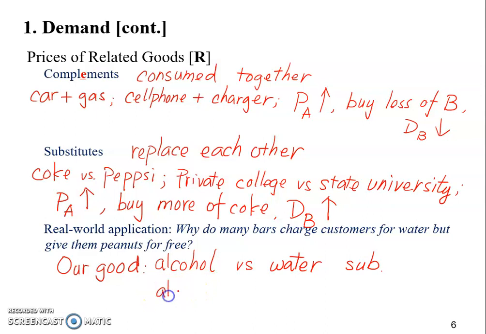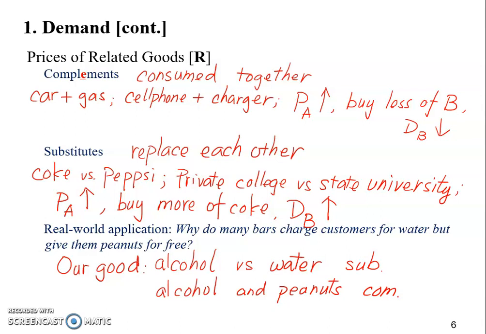Now, the relationship between alcohol and peanuts are complements. So people tend to consume them together. Okay, when you eat more peanuts, you feel more thirsty. You are more likely to buy alcohol. That's why they give you peanuts for free. Okay, so when it's free, the price goes all the way down to zero, right? And that will increase the demand for alcohol.